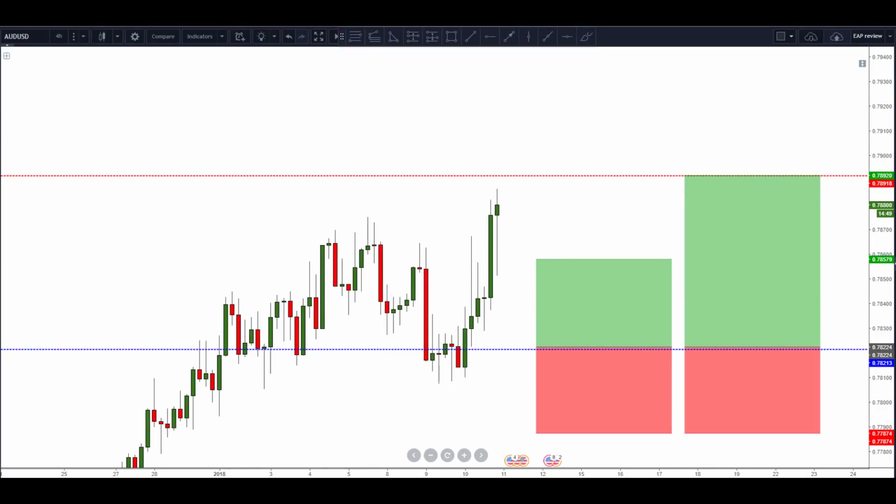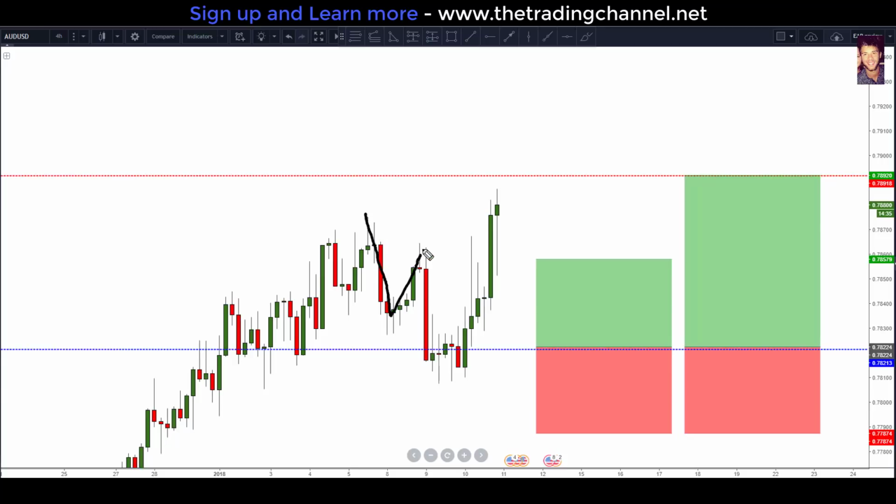Alright guys, so now let's go ahead and start talking a little bit about the complex pullback. But before we do that, just to show you that this trade and analysis was not done in hindsight, and I'm not just sitting here telling you that the market came down and back up and a complex pullback is the reason it pushed up, I want to show you guys that we actually placed a trade from this level, and we had a trade from this level in the EAP Training Program.